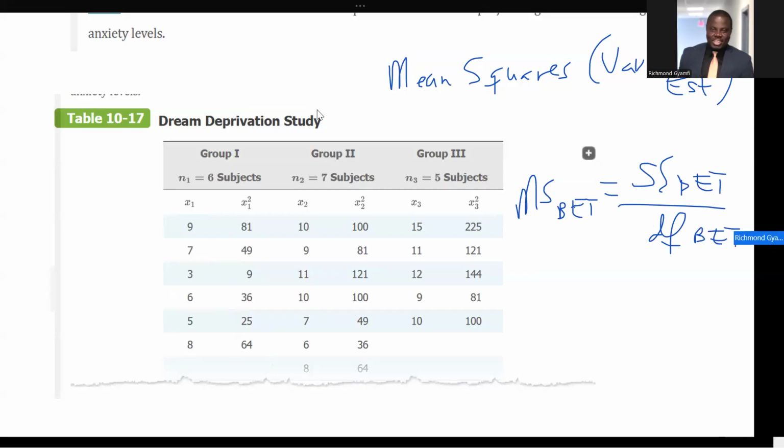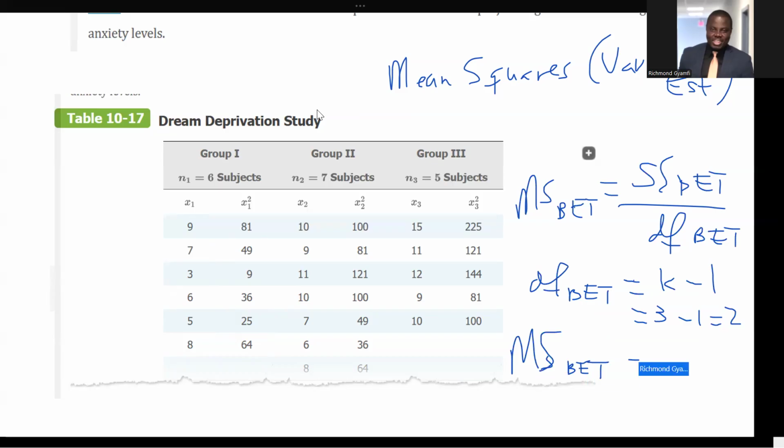Now, sometimes degrees of freedom for BET is going to say degrees of freedom for N, or the numerator, the top, or degrees of freedom for the treatment. So degrees of freedom, we already know SSbet. Degrees of freedom for BET is going to be the number of groups, K, minus 1. And here we have 3 groups. So 3 minus 1 is 2. And that's it.